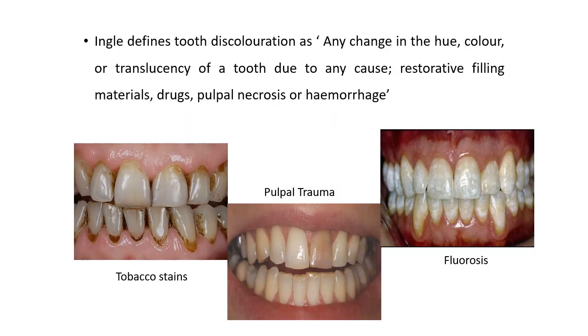So according to Engel, tooth discoloration is defined as any change in the hue, the color, or translucency of a tooth due to any cause. It could be because of a restorative filling material, drugs, pulpal necrosis, or hemorrhage.